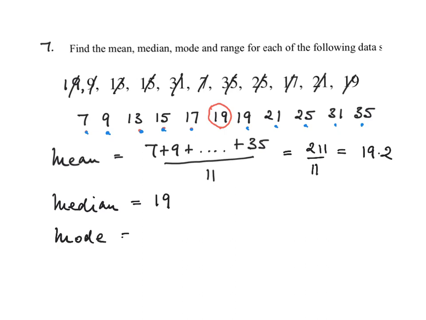Mode is nice and simple. The mode is the one that occurs oftenest, and you can see that we have two 19s. And the range is just as straightforward. That's the highest entry, the highest number in the data, take away the lowest. So it's 35, take away 7, and that gives us the value 28.